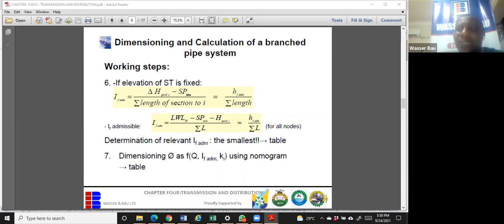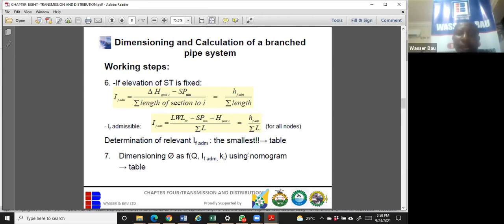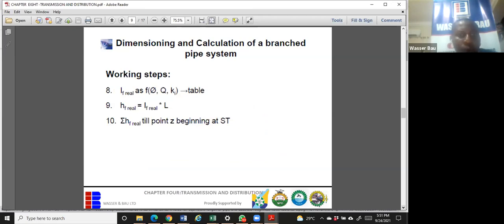Okay. So the next thing is step 7, that you now go and dimension, because you have done the previous things that you need to do. So here, you can still get the real slope as a function of the diameter and the Q. You have gotten the diameter now, just like what I did. This is like doing backward engineering, to find the real L real now.